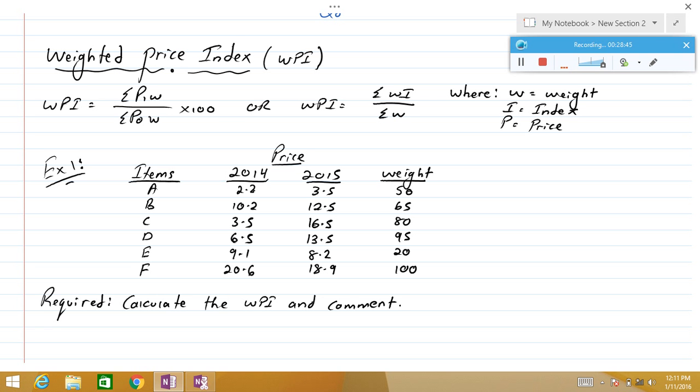Now guys, let's start. Next formula, WPI. Now be careful here. When it comes to WPI, we have two formulas. Look at the first formula we have with the weight, P1W divided with P0W. Another one, WI divided with W. But can you see the difference? All the formulas we times 100, am I right? Why that formula I never times 100?